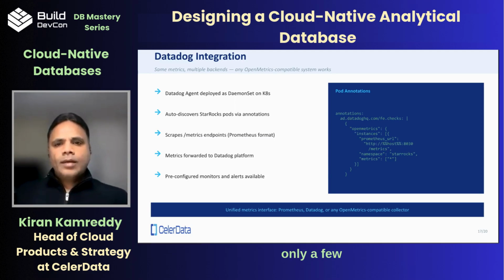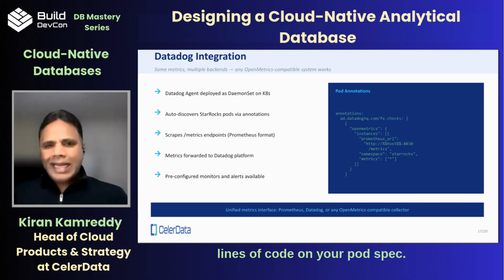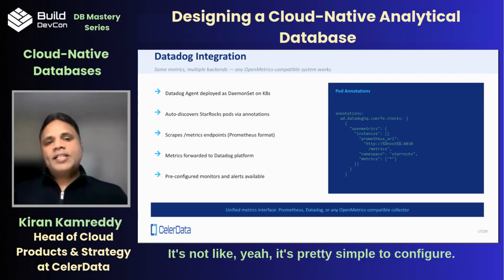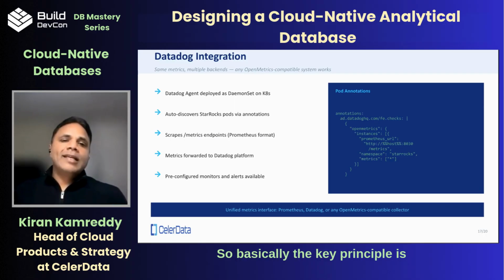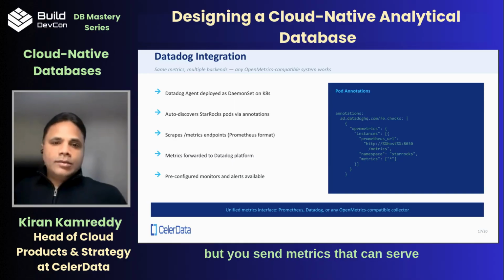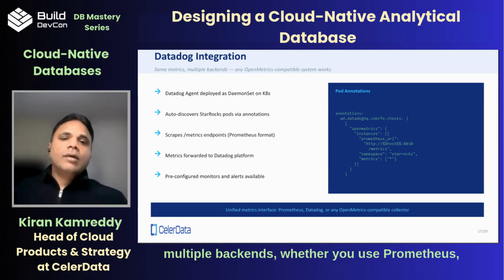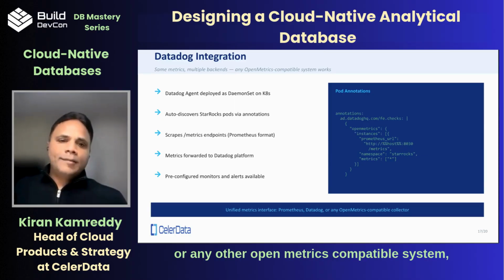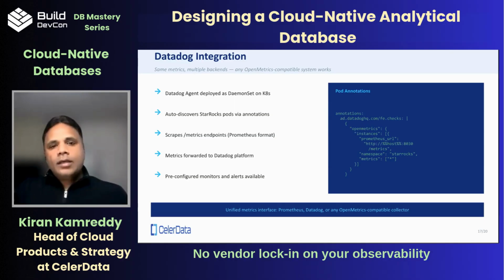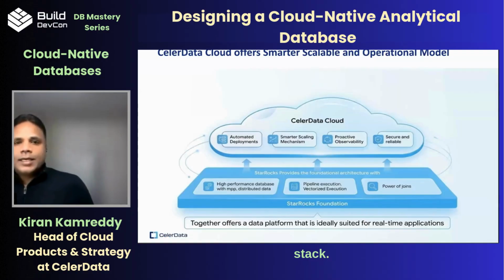On the screen, you can see a sample configuration YAML file. It's only a few lines of code on your pod spec. It's pretty simple to configure. The key principle is same metrics that can serve multiple backends, whether you use Prometheus, Datadog, or any other open metrics compatible system. StarRocks speaks the standard. No vendor lock-in on your observability stack.